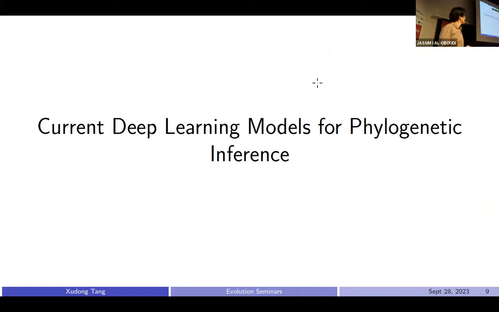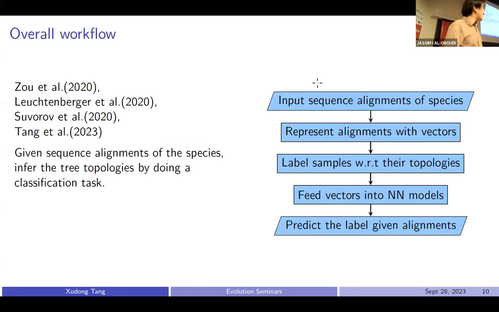Okay, so let's go on to the deep learning models in phylogenetic inference. As I mentioned before, we are actually struggling with some deep learning here. There are multiple proposed models for deep learning application in phylogenetic inference. I list the papers here on the right. The task is pretty simple. Given the sequence alignment for species, we want to infer the tree topology by doing a classification task.